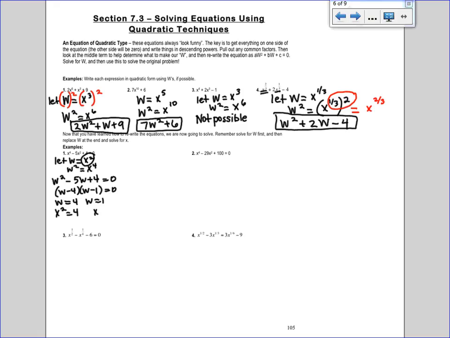W equals 1, well, W is x squared, so x squared equals 1. And then I solve both of these. So take the square root of both sides. I take the square root of it, plus or minus. So I get x equals plus or minus 2, and x equals plus or minus 1. Those are my 4 answers.